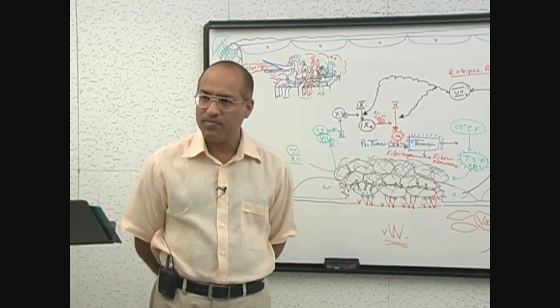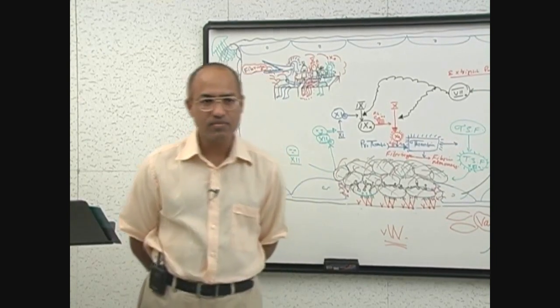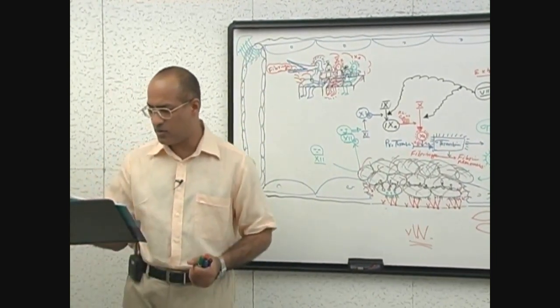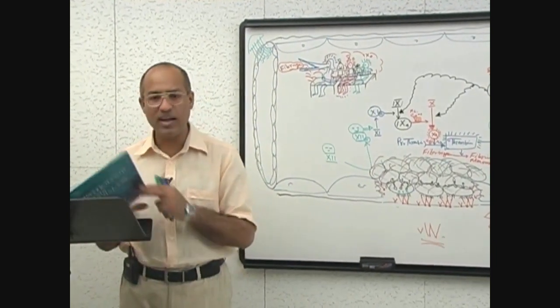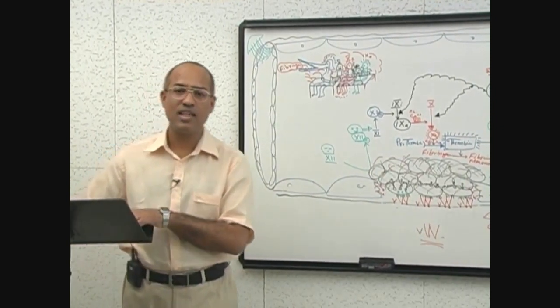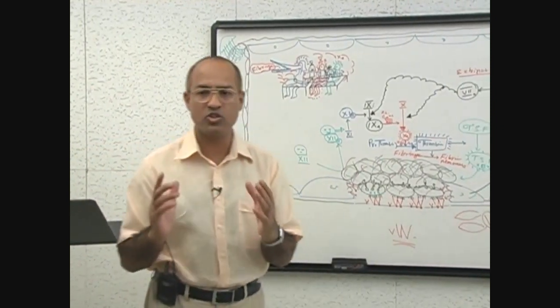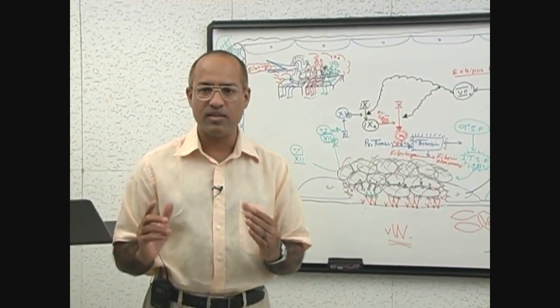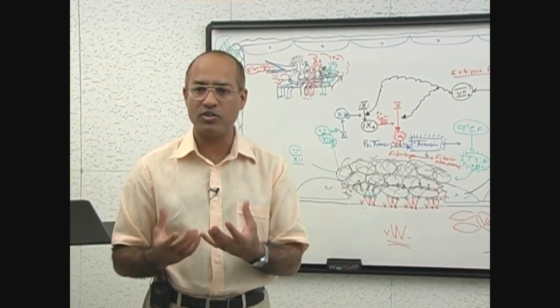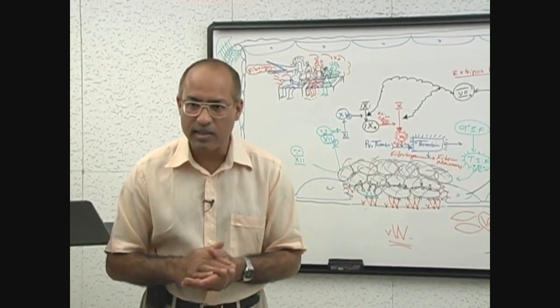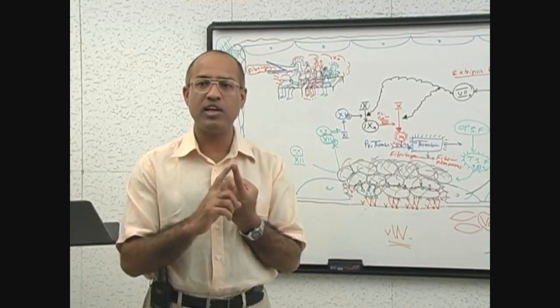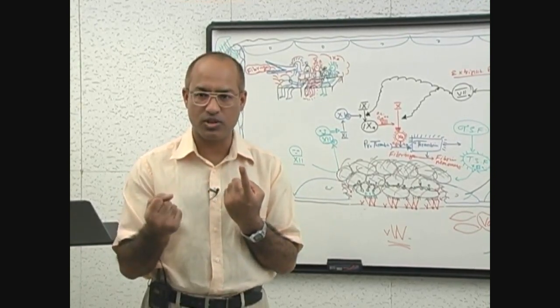Is that right? Any question up to this? There's no question? For sure? Now, if I ask you, what is the meaning of hemostasis? Hemostasis means how bleeding can be stopped after injury. Hemostatic process has multiple steps. Step number one is vasoconstriction.